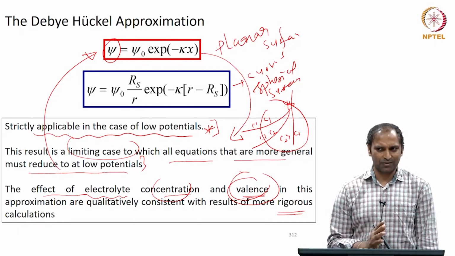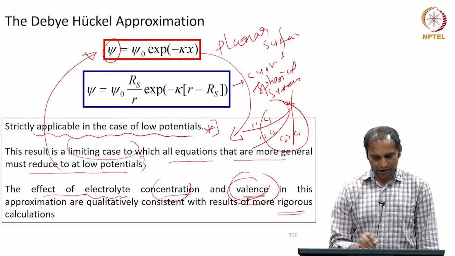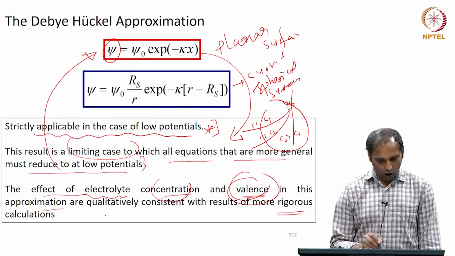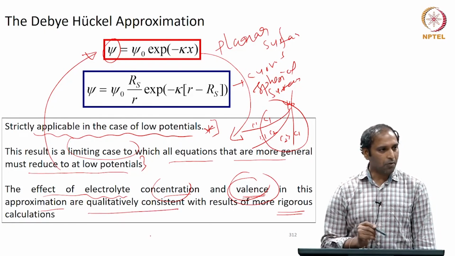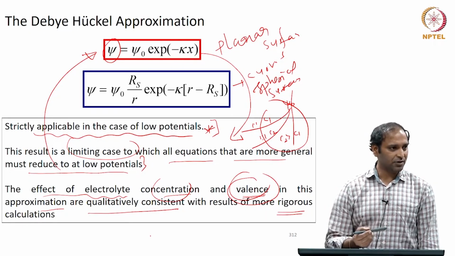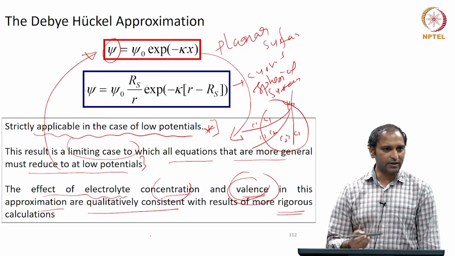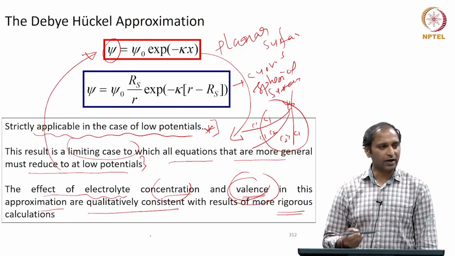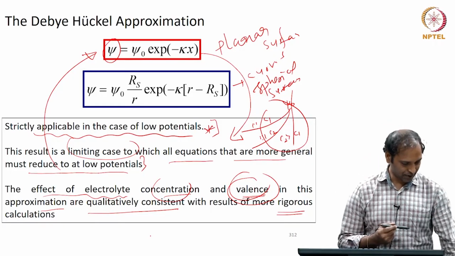Is that okay? So the effect of electrolyte concentration and valency in this approximation is qualitatively consistent with the results of more rigorous calculation. There may be quantitative mismatch because you have invoked the low potential case. However, in terms of the nature of variation, they are qualitatively similar to the more rigorous calculations.